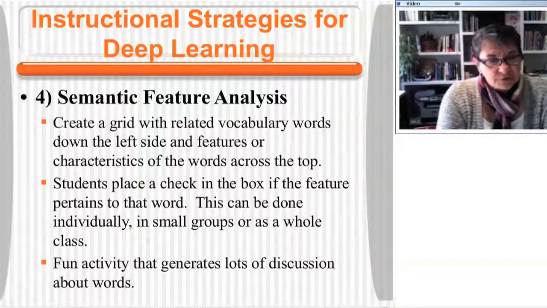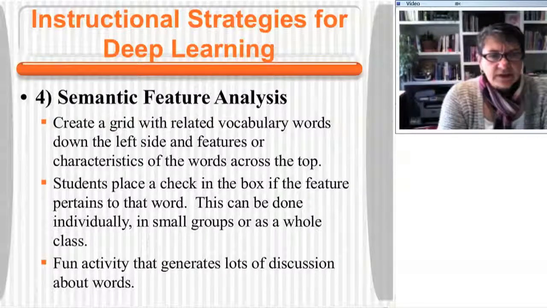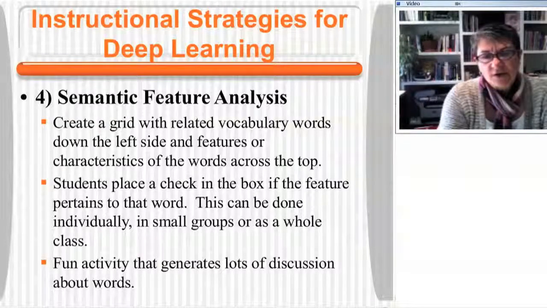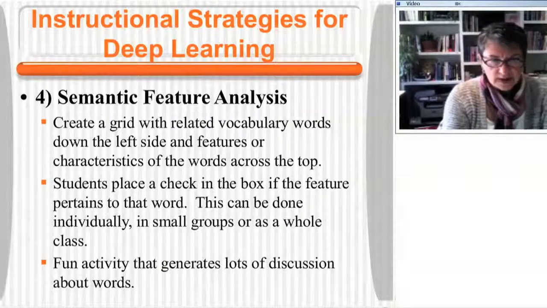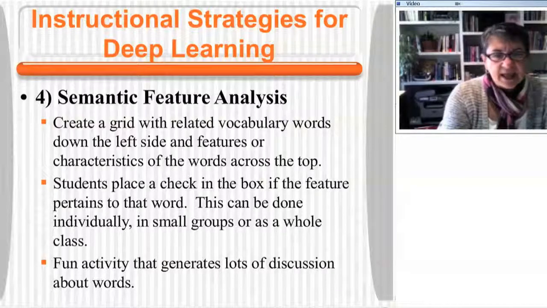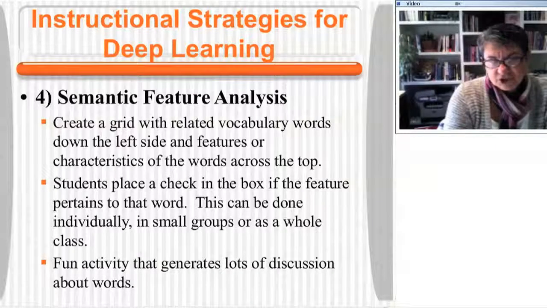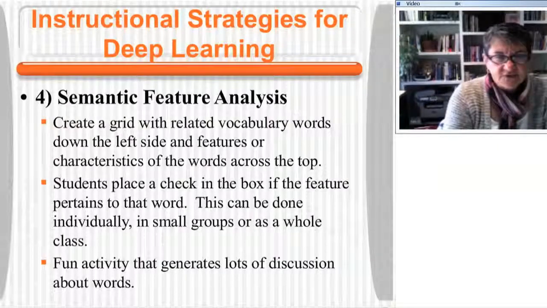Okay, so here's what you do. You create a grid, like a matrix, with related vocabulary words down the left-hand side, and then features or characteristics of the words across the top. So you've made a grid. I'll show you an example in a minute. And then students put a check in the box if the feature pertains to the word.